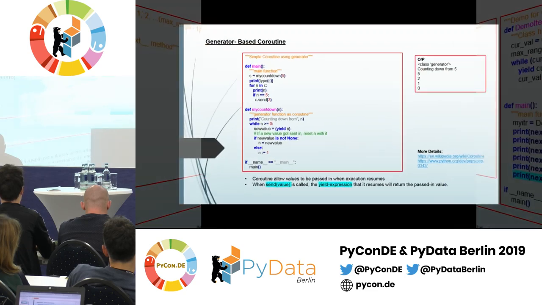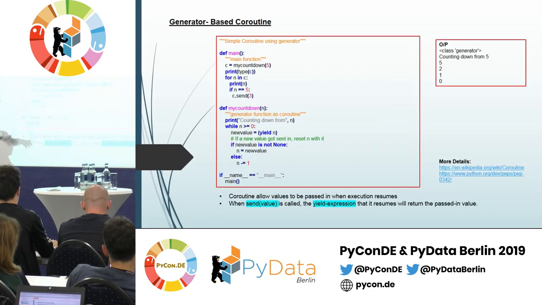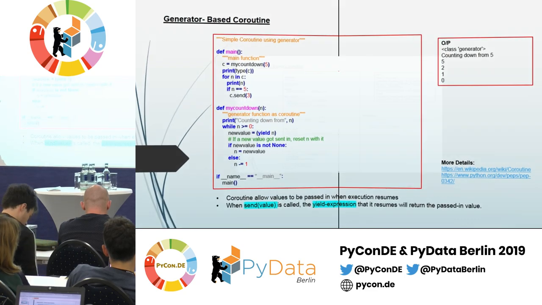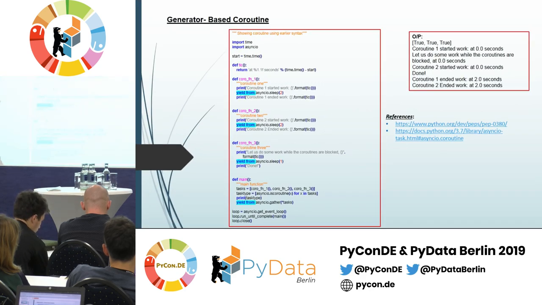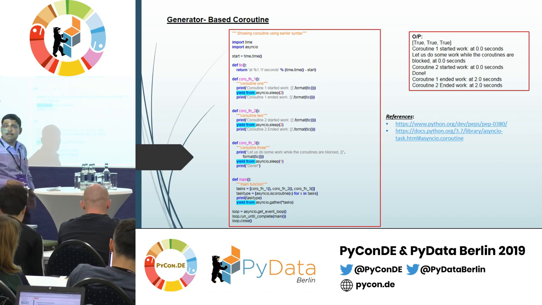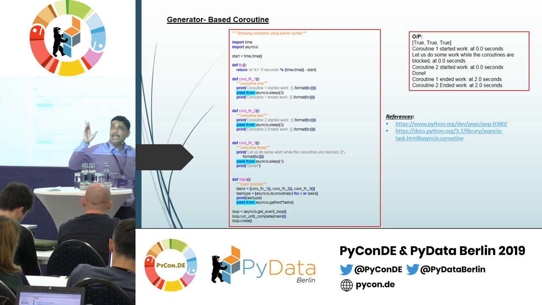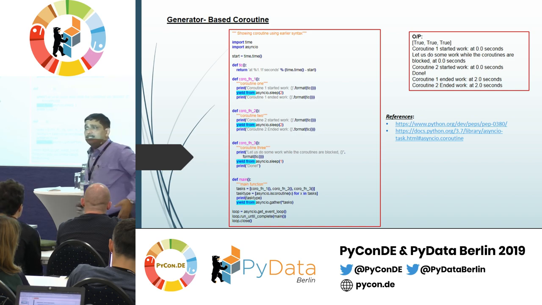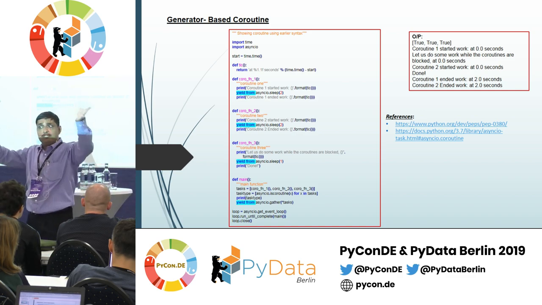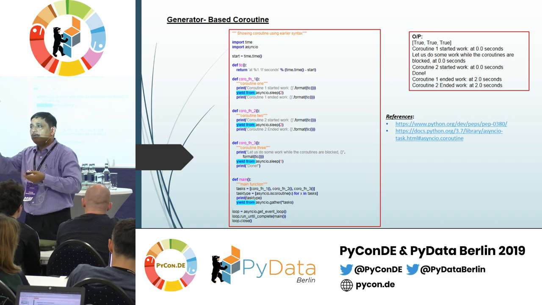This initial part, the generator-based coroutine, was earlier used. Now we have understood what a coroutine is. Process, thread, everything is preemptive. That means the operating system comes into the picture, so overheads are there. Context switches happen. Now, we have something called a coroutine.